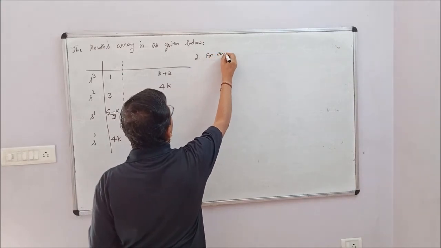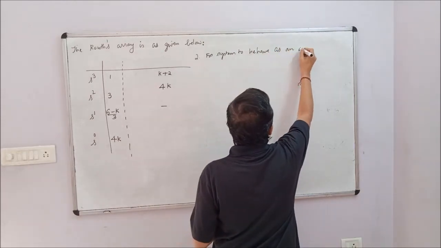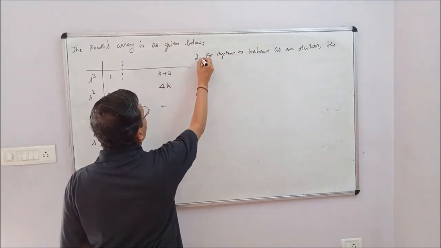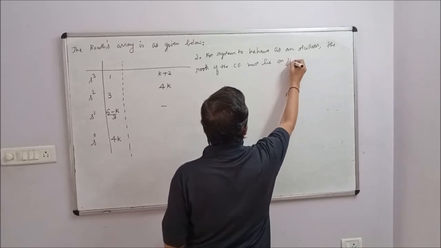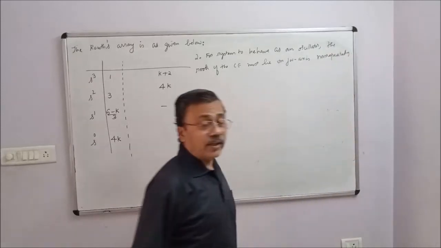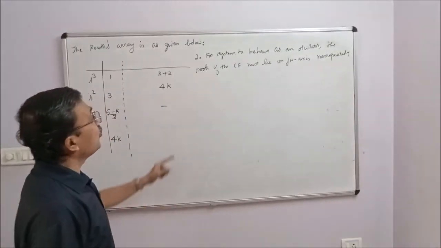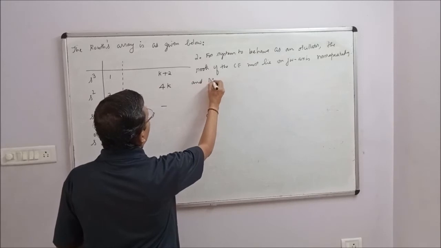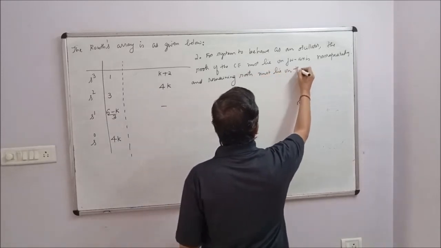For the system to behave as an oscillator, the roots of the characteristic equation must lie on the j omega axis non-repeatedly, meaning multiple roots must not lie at the same location. That's what I mean. The remaining roots must lie on the left hand side of the S plane.